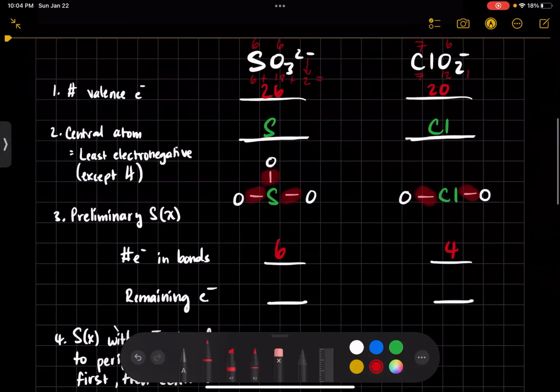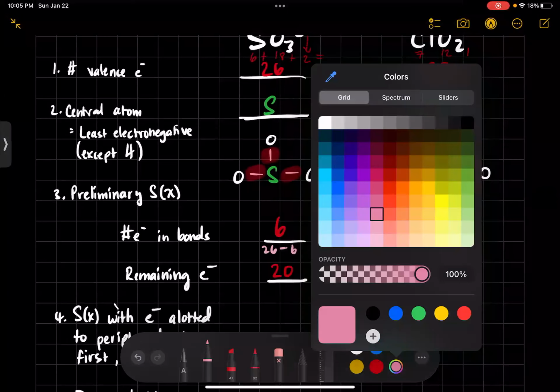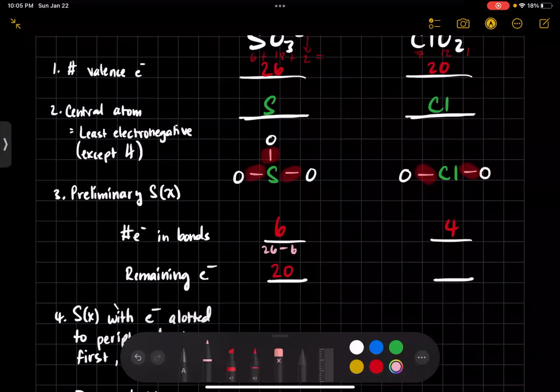And I started with 26 in this first structure. So if I want to determine the number of electrons remaining, I can just do 26 minus the 6 up here, and I have 20 electrons remaining for sulfite. Likewise here, I started with 20. Now I have 4 in bonds, and so 20 minus 4 gives me 16 electrons left here.